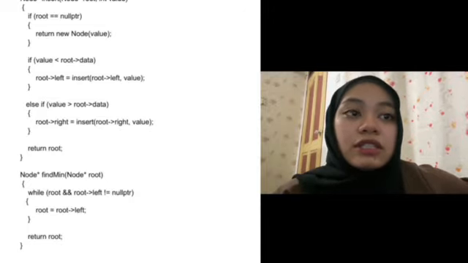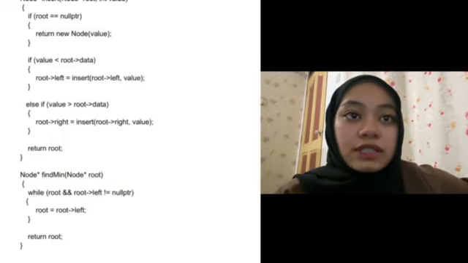Now we talk about the find minimum function. This function is useful during deletions when we need to find the smallest value in a subtree. In a BST, the smallest value is always found at the leftmost node. So to find the minimum, this function starts at the root of a subtree and keeps moving to the left child until it reaches a node with no left child. This leftmost node contains the smallest value.